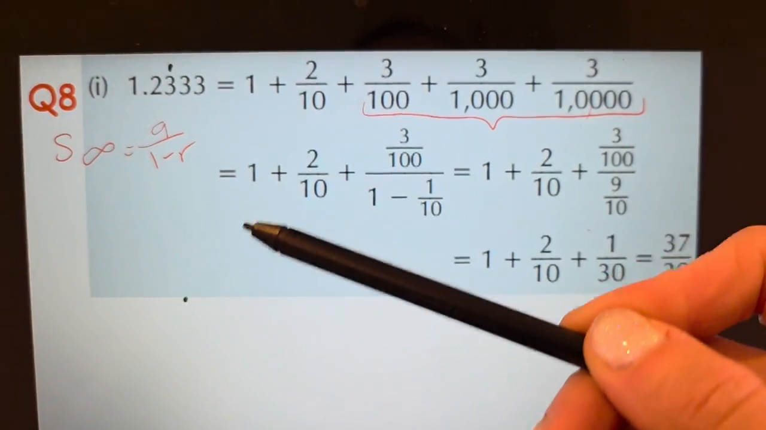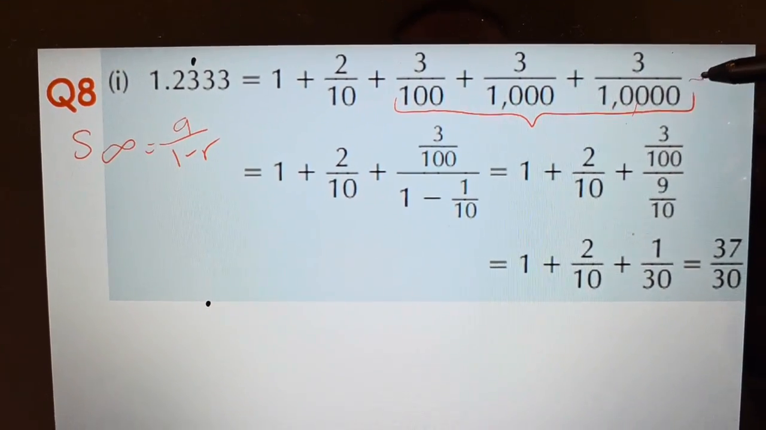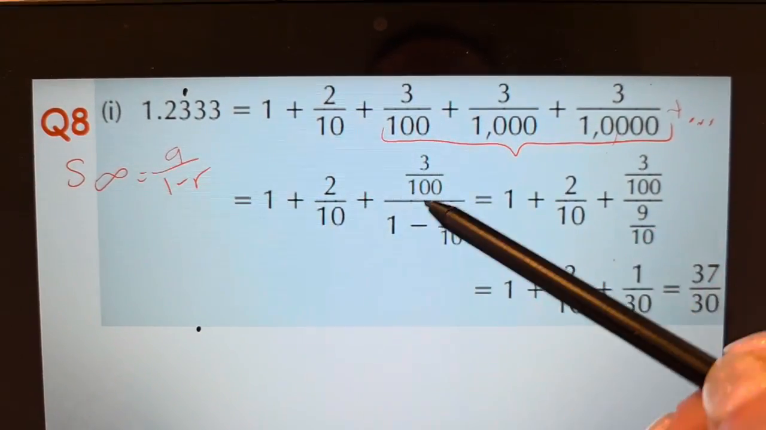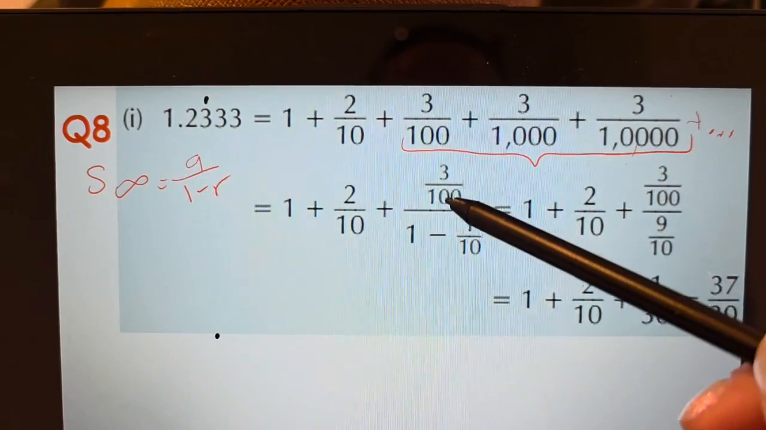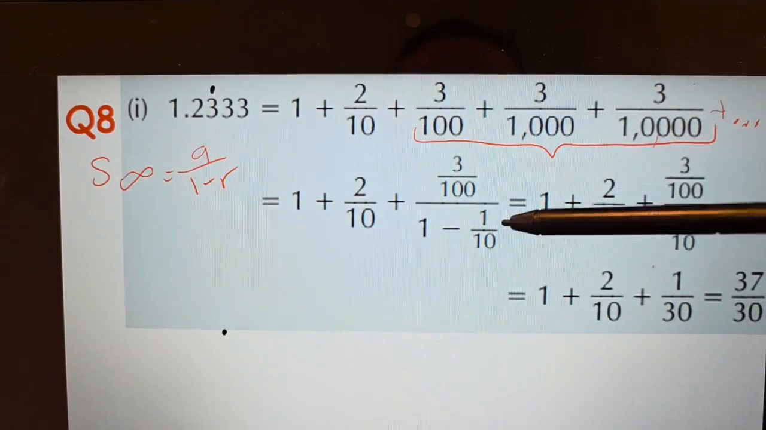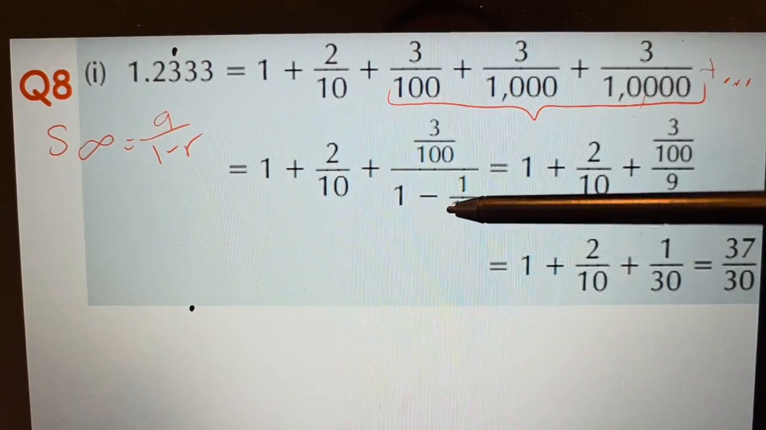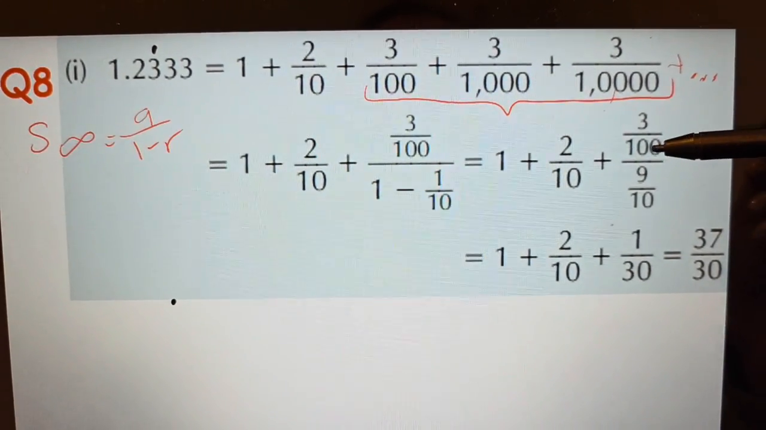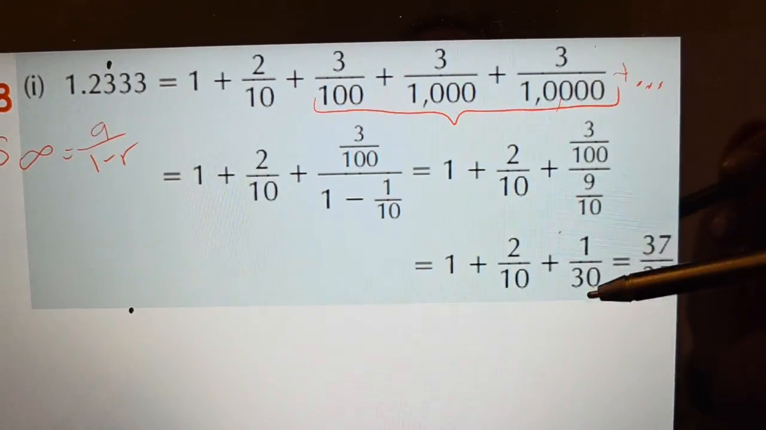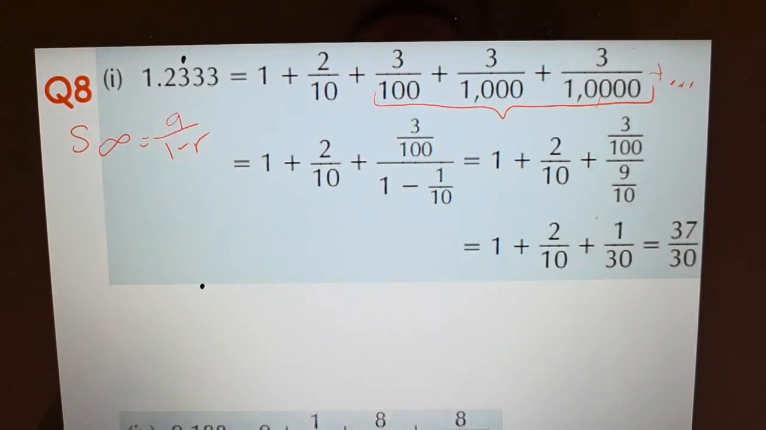So bring down the 1, bring down the plus 2/10, and then I'm getting the sum to infinity of that series because that would have gone on forever. So A is my first term, which was 0.03, or 3 over 100, divided by 1 minus common ratio. Term 2 divided by term 1 in the pattern gives you 1/10, or 0.1 as a decimal. So that's going to be 3 over 100 divided by 9/10, which is 1/30. So now it's going to be 1 plus 2/10 plus 1/30, which breaks down to 37/30 as a top heavy fraction. So that was question 8, part 1.